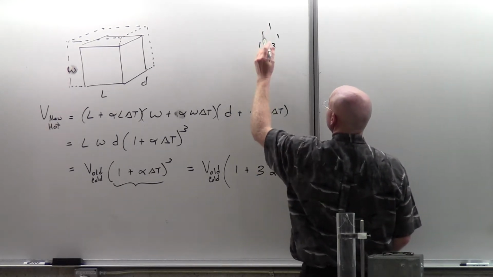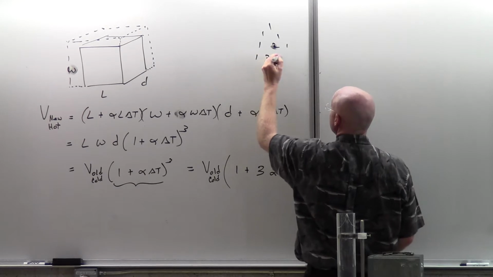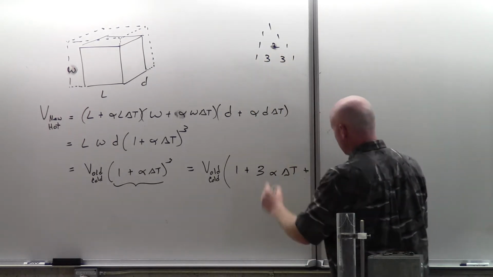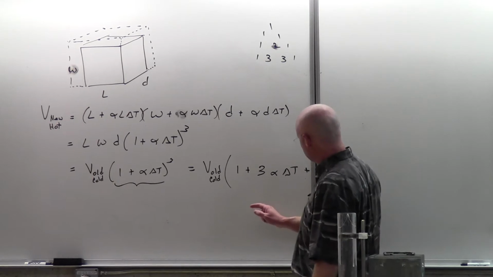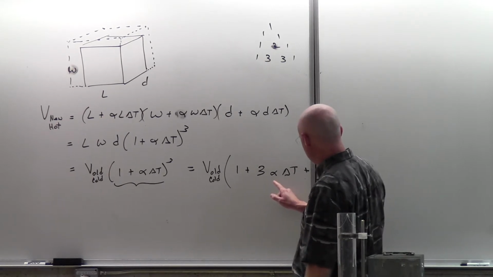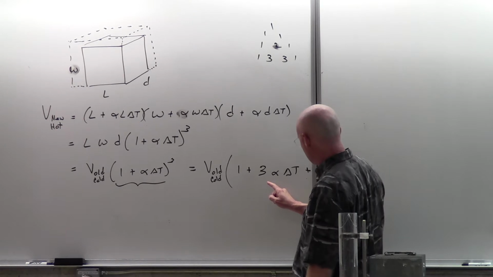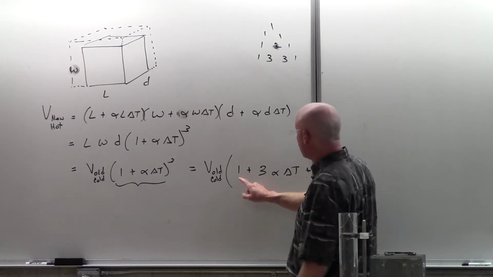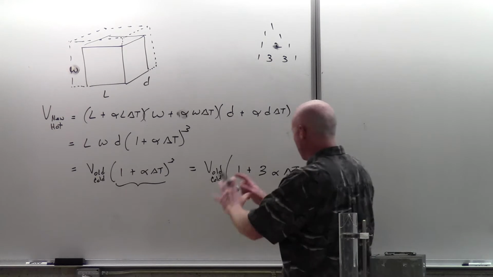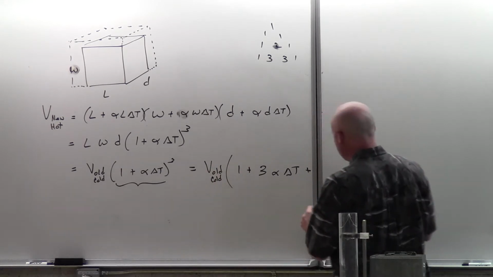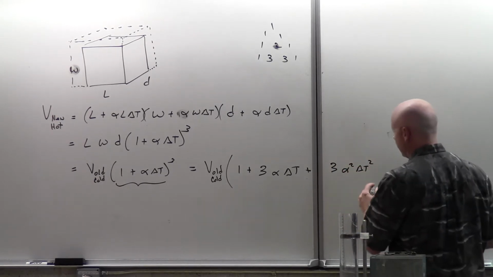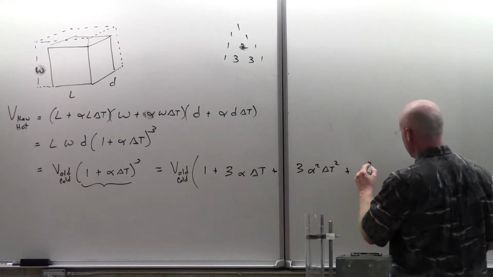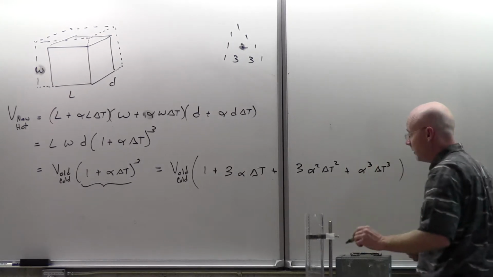What is a Pascal's triangle here? There we go. 3. All right. Plus. Wait, I'm missing a factor, aren't I? I'm missing a square in here, aren't I? Oh, yeah. So 1 squared is 1. That goes away. And then that one squared, then I would have a 3. And then I would have an alpha squared delta t squared. And then I would have a 1 alpha cubed delta t cubed.